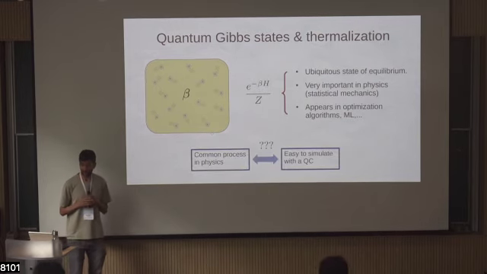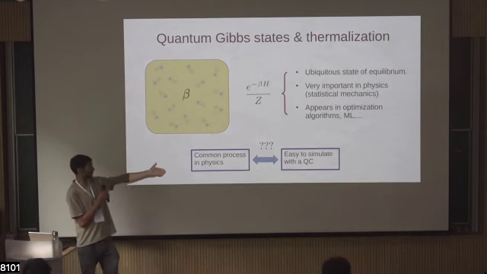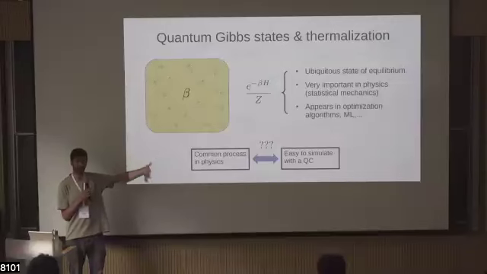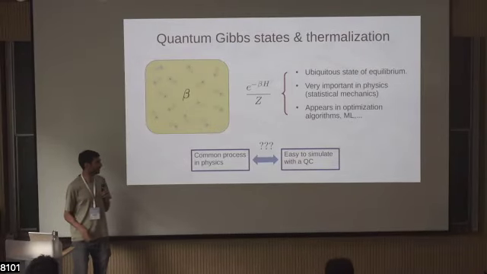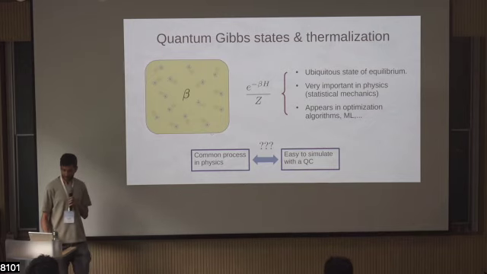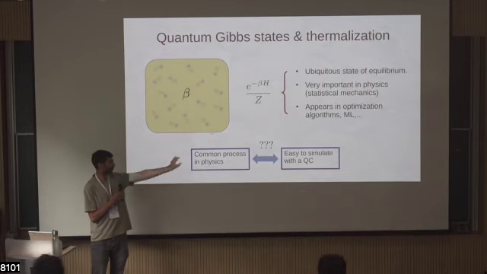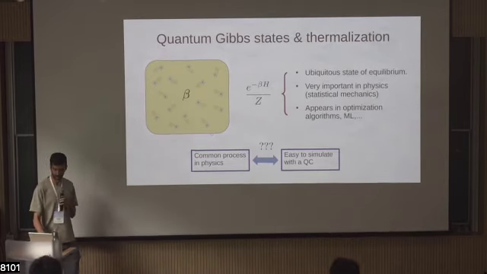So the logic here is that if this is such an ubiquitous state that appears everywhere in nature, so the process of thermalization is so common in physics, then it should also be easy to simulate on a quantum computer, right? And it should be a very natural thing that we are able to simulate these things on a quantum computer. But I would like to argue that maybe until not so long ago, we haven't been able to exactly pin down what this process is. And now we're having a better understanding of what it is.